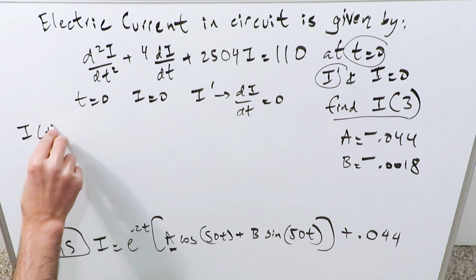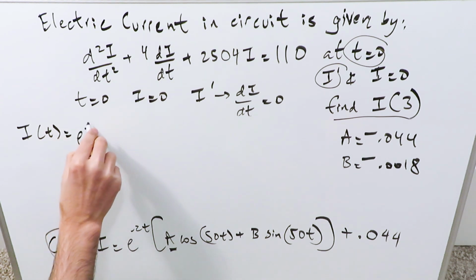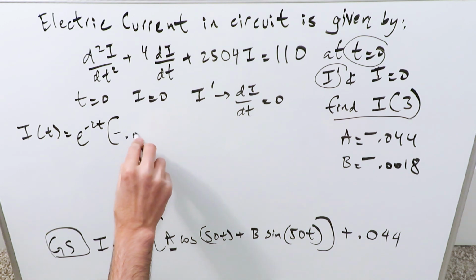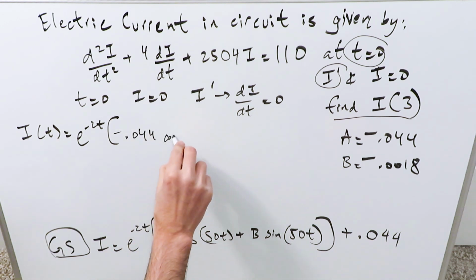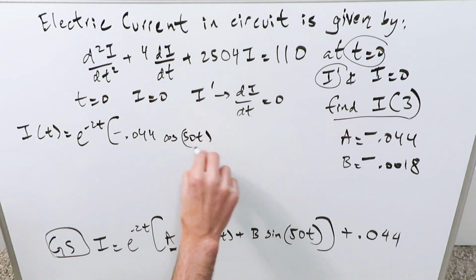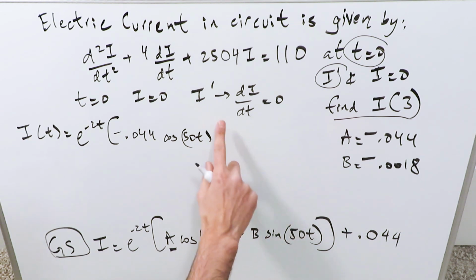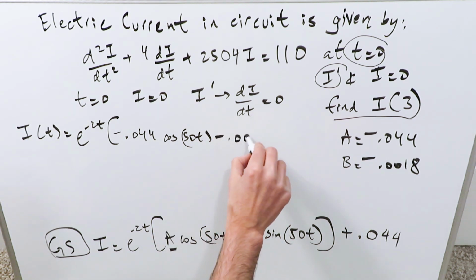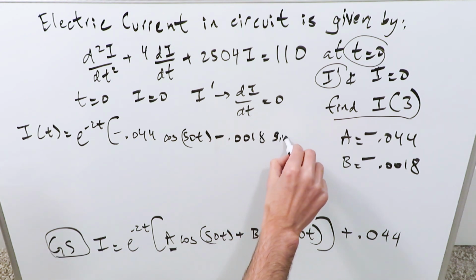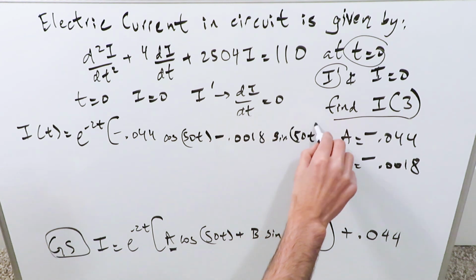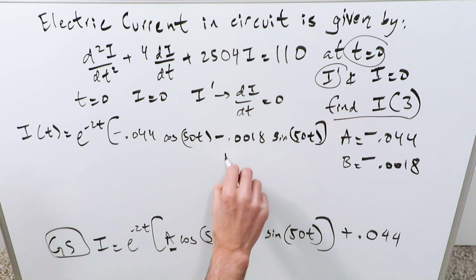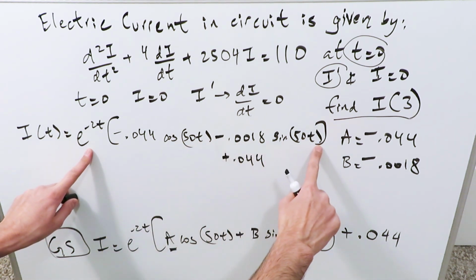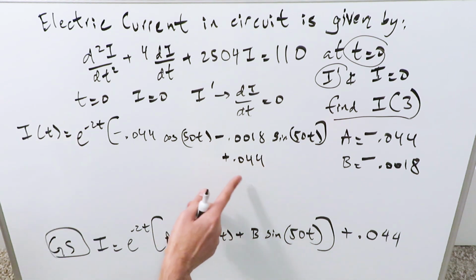The current at time t is equal to, you have e exponent minus 2t, then I have a value here, which is a minus 0.044 cosine 50t. Then I have here a plus b, but b is a negative value also, so let's bring it in: minus 0.0018 sine 50t. Let's close this out, and let's not forget that plus 0.044. The top part right here is coming from the complementary function. The lower part is your particular integral.